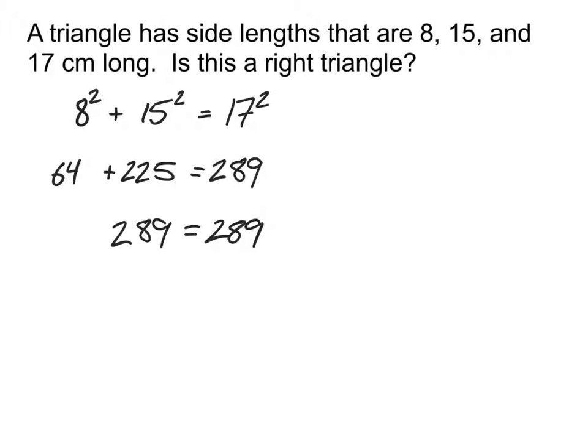All right, so when you go and set this up, the longest side, remember, is the one that's by itself, so it's going to be equal to 17 squared. And then we go ahead and we just do those calculations. When I do the 8 squared plus 15 squared and do all that work, it ends up giving me 289. 17 squared, also 289. So they're equal to each other. Therefore, yes, this is a right triangle.